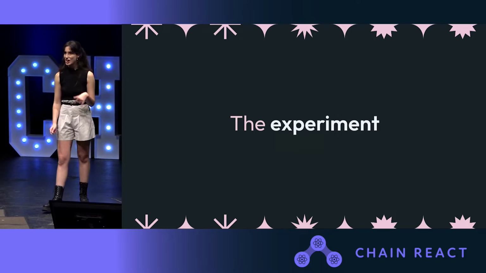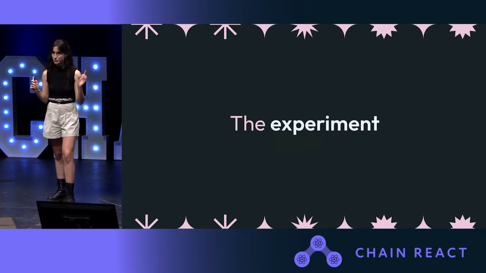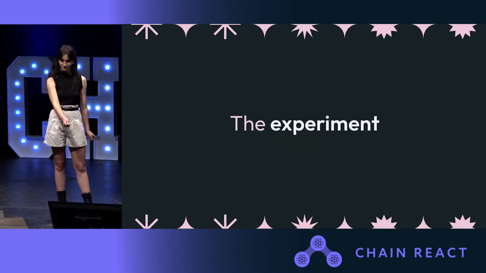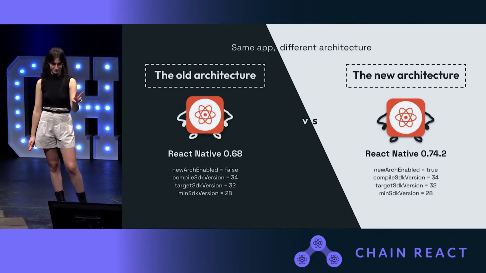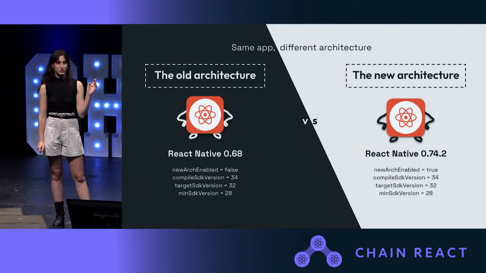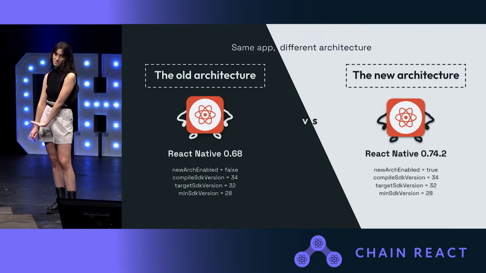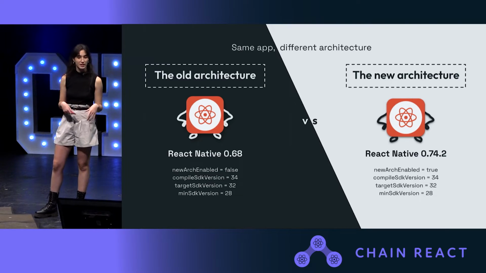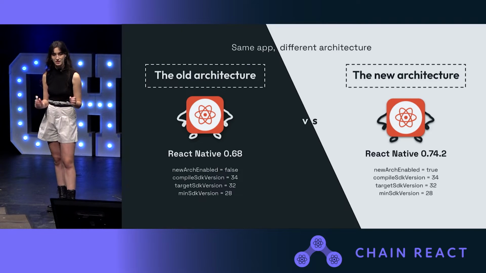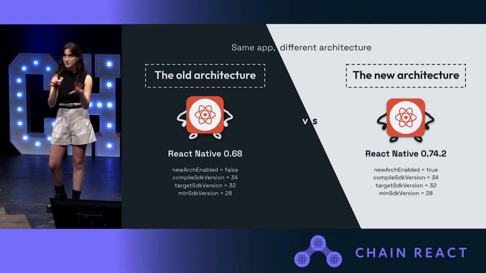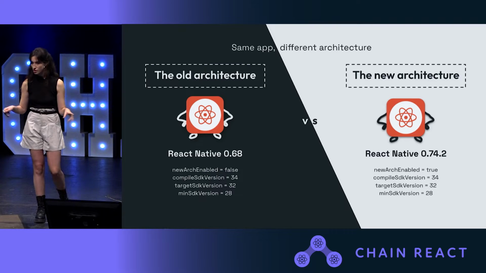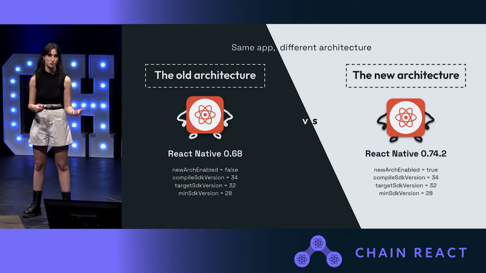And this is the experiment I created. I created a fight between two apps. On the one side, you have the old architecture app. It was created using React Native 0.68. That's because I wanted to have everything that surrounded that version, not only the new architecture turned on.